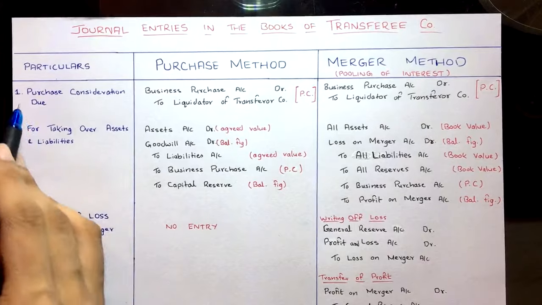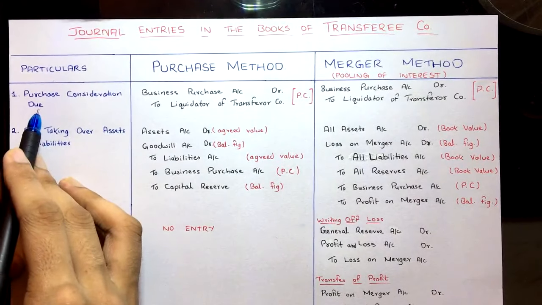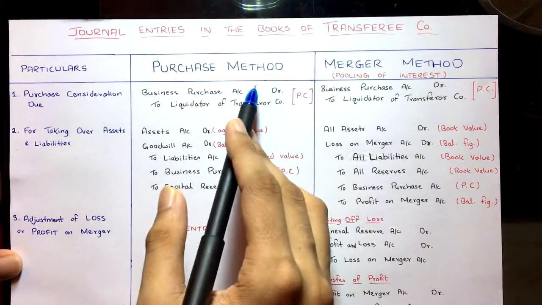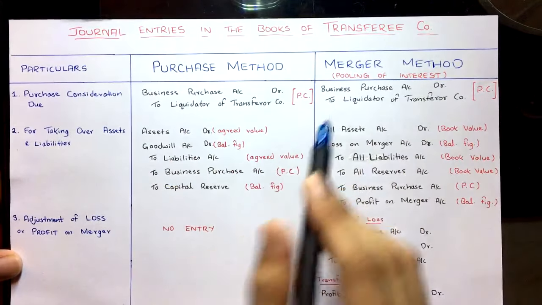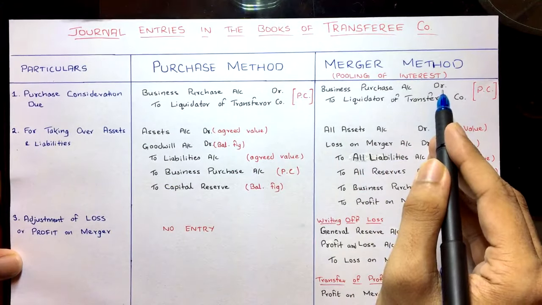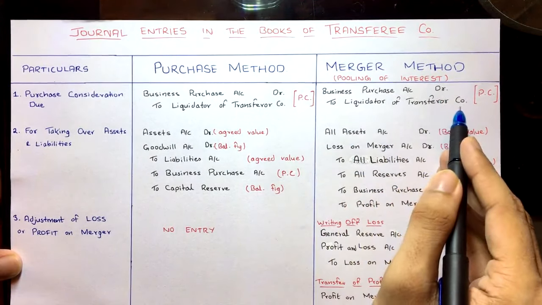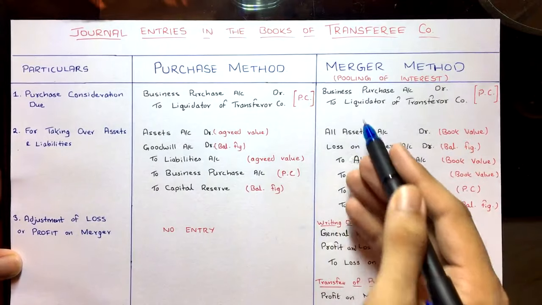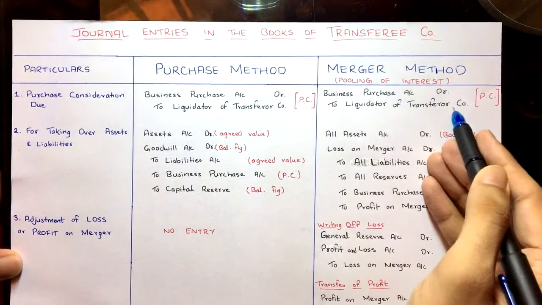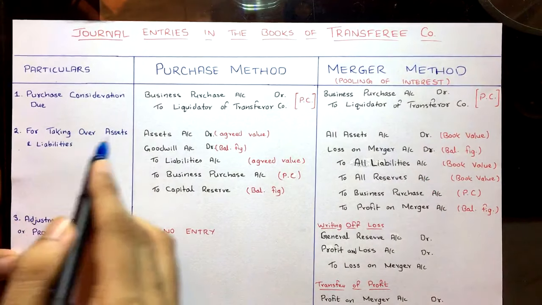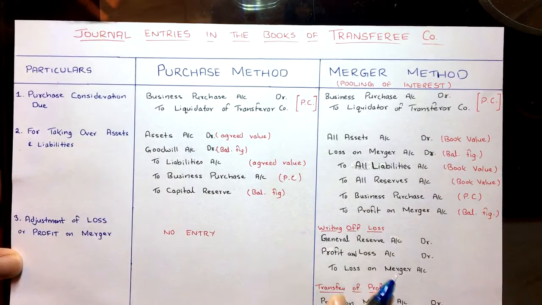See, in the first entry of making purchase consideration due, you have to pass the exact same entry as the purchase method. There is no difference at all. Business purchase account debit, you are purchasing the business. Business purchase account debit to liquidator of transferor company. You have to pay to liquidator. Your liability is increasing, you will credit that account and you will take PC amount. Fine. In the second entry for taking over assets and liabilities, there is a difference.